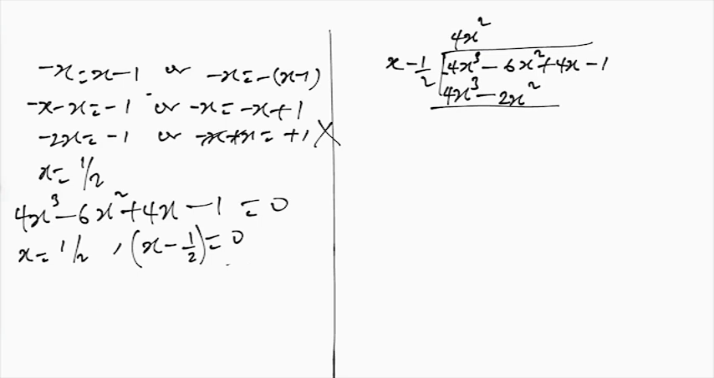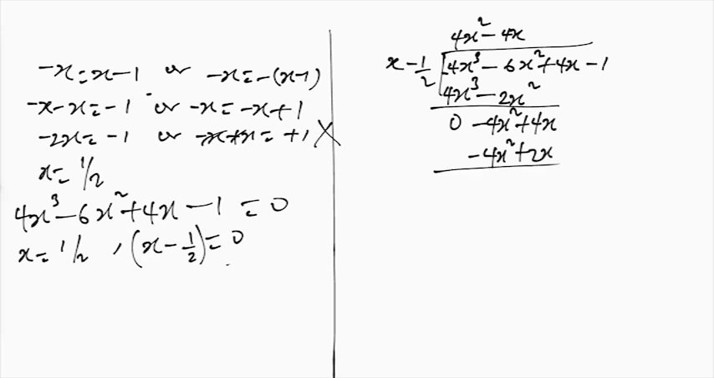4x cubed minus 4x cubed will give us 0. Minus 6x squared minus 2x squared, that will give us minus 4x squared. Then we just bring down this positive 4, so we have plus 4x. X into minus 4x squared will give us minus 4x. So by the time we multiply this out, minus 4x multiplied by x will give us minus 4x squared. Minus multiplied by minus will give us plus. 4x multiplied by half will give us 2x.